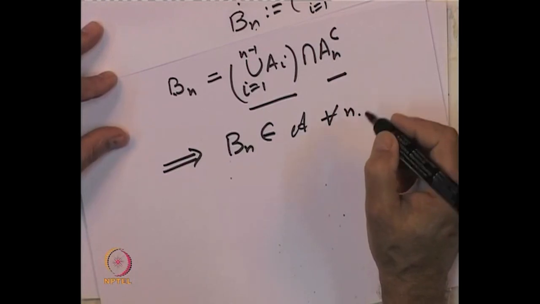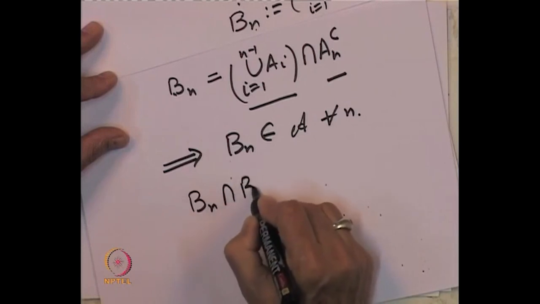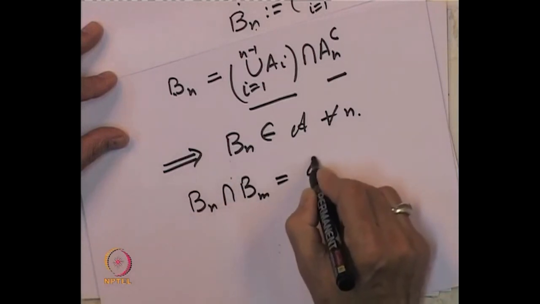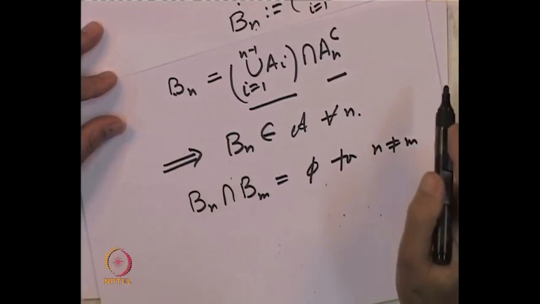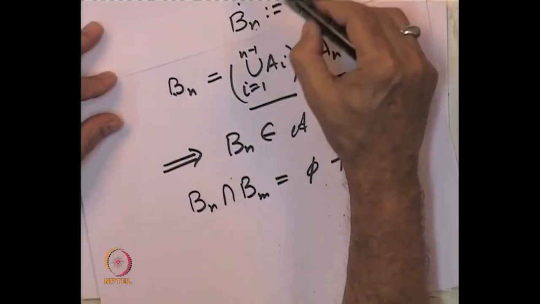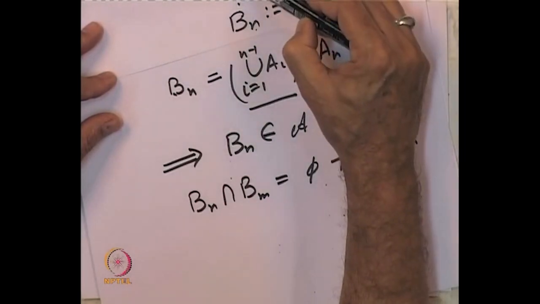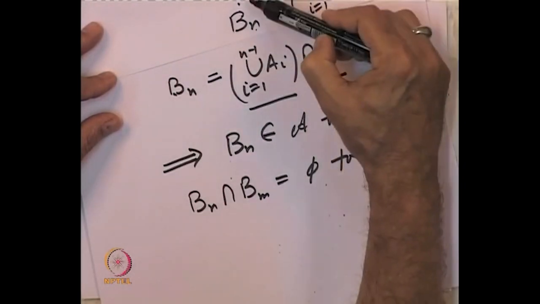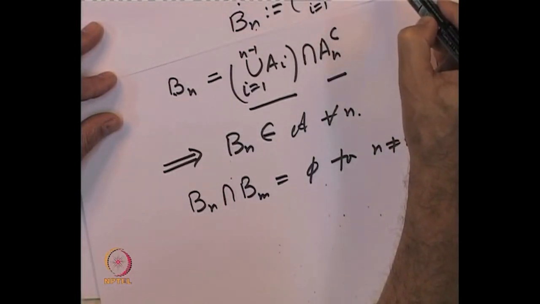And secondly, let us observe that Bn intersection Bm is empty for n not equal to m. Because what we are doing, B1 is A1, B2 is from A2 remove A1. So, B1 and B2 are going to be disjoint, and for B3, it is A3 minus A1 union A2, we have removed what is in A1 and A2.